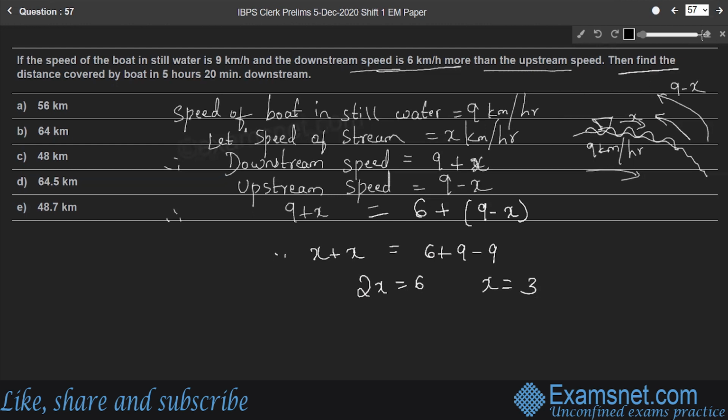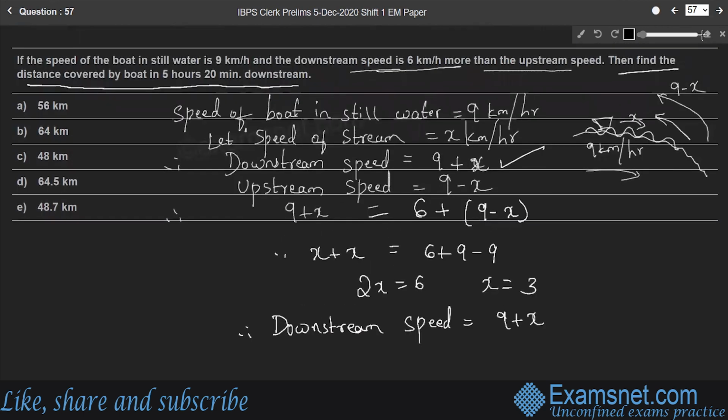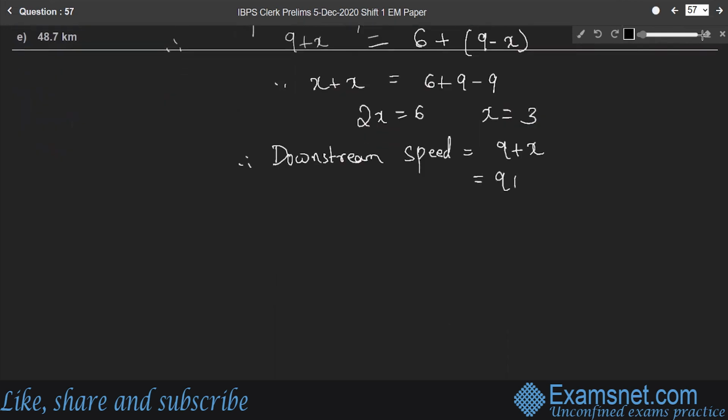So what we have to calculate here? Find the distance covered by the boat in 5 hours 20 minutes downstream. So let us calculate the downstream speed. Downstream speed is 9 plus x here, right, which is more than the upstream speed. Then 9 plus 3, which is 12 km per hour, right?